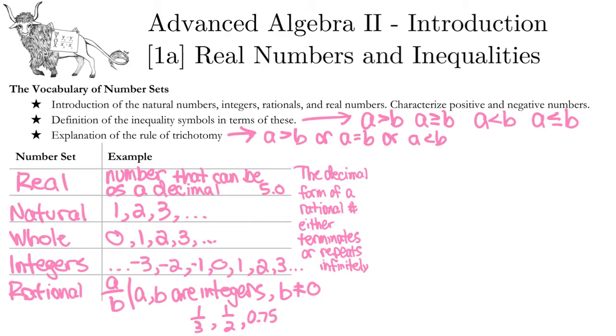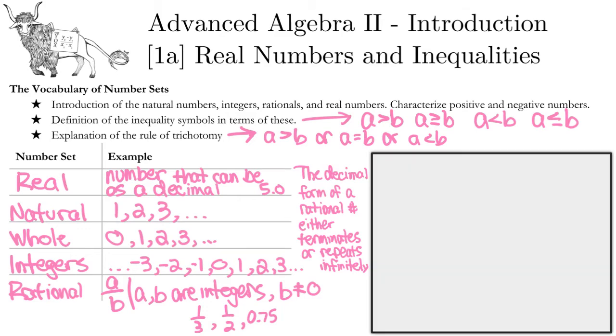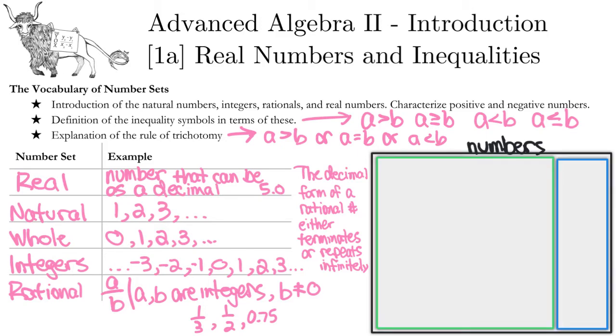Okay, now let's draw that Venn diagram I mentioned. I want you to draw a square, a large one, and label it numbers at the top. Inside that square, draw two rectangles, one for real numbers, that should take about 2/3 of the space, and one for imaginary numbers. We didn't talk about that, but that'll take up 1/3 of the space. So label those real and imaginary.